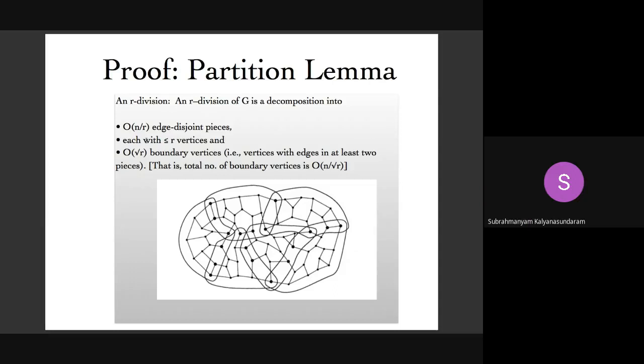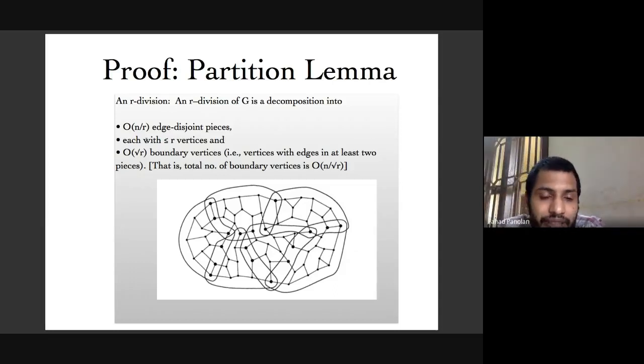Could you please repeat the last part? Okay. Look at all the boundary vertices. Delete them from the graph. Then you will get a lot of connected components. And what is the size of those connected components? What is the upper bound on it, in terms of number of vertices?